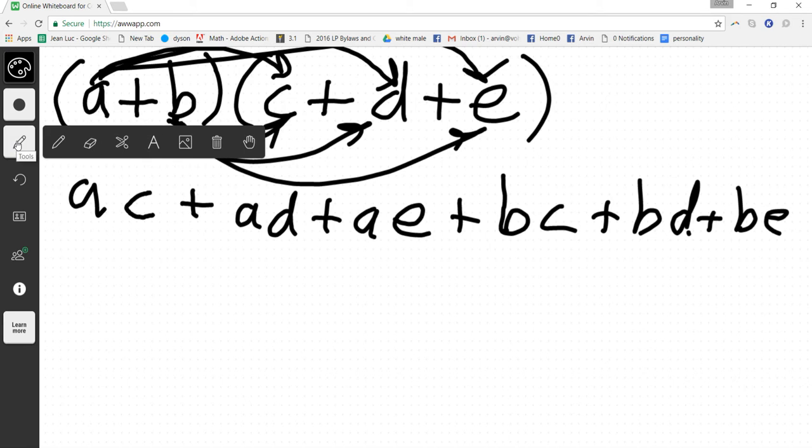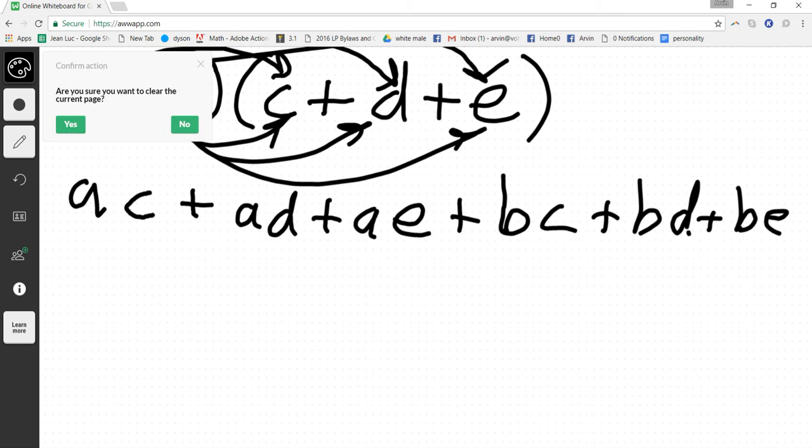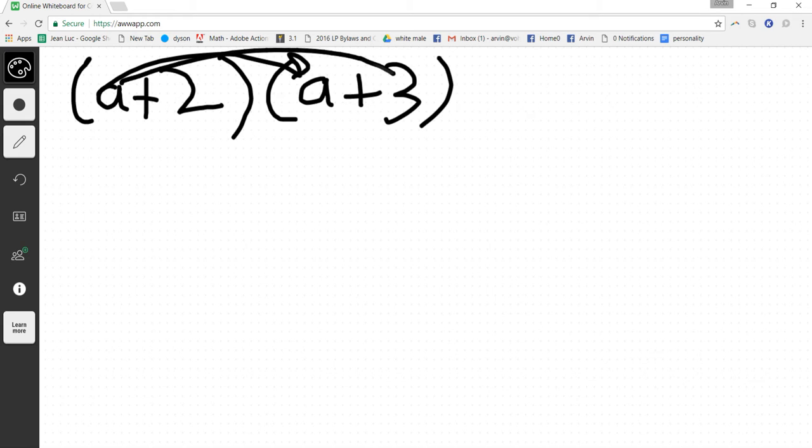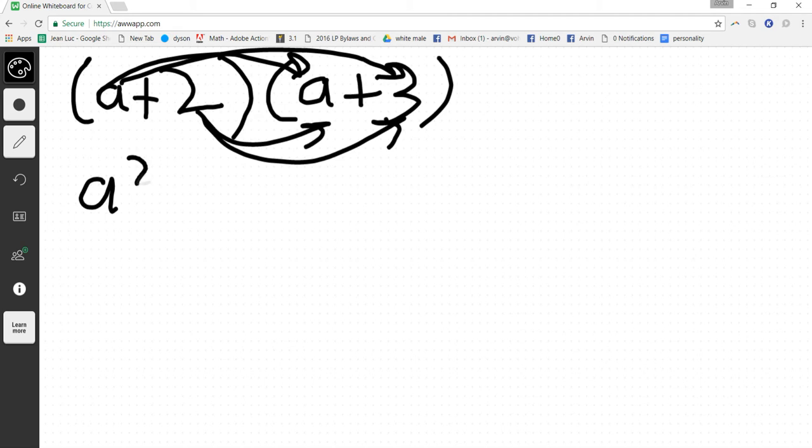Now let's do one more. We're going to have one that has mixed letters and numbers. Let's say I have A plus 2 times A plus 3. Same basic idea. I'm going to multiply each thing by all the things in the other set of parentheses. So I first do A times A. A times A is A squared.